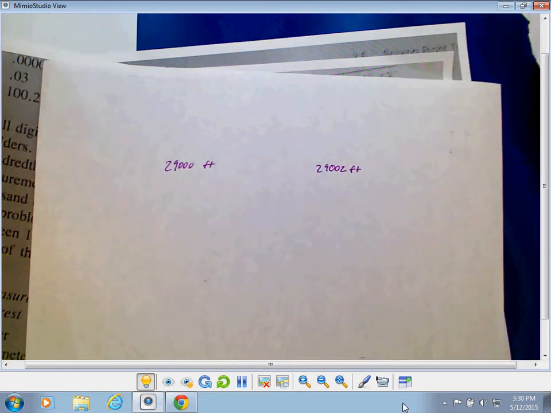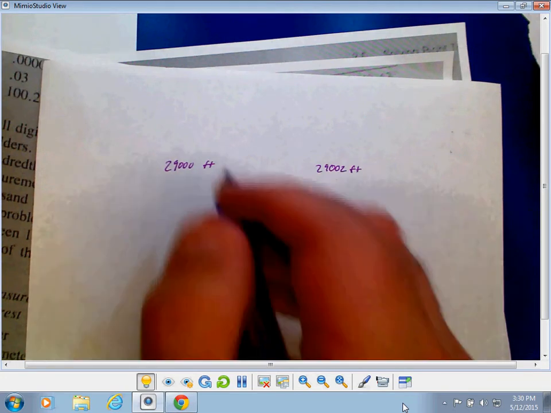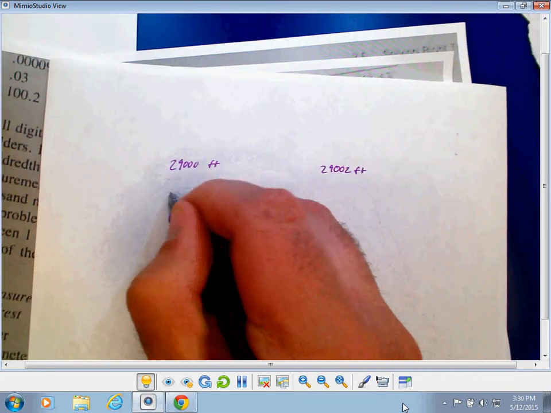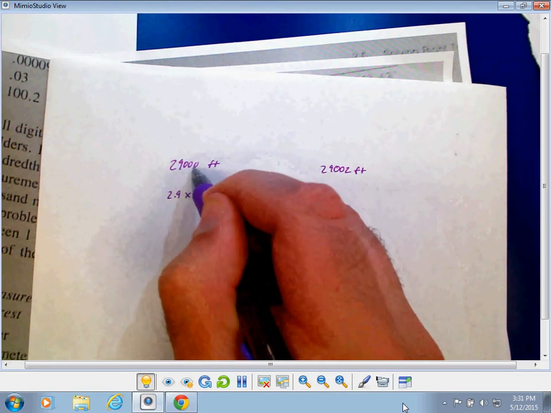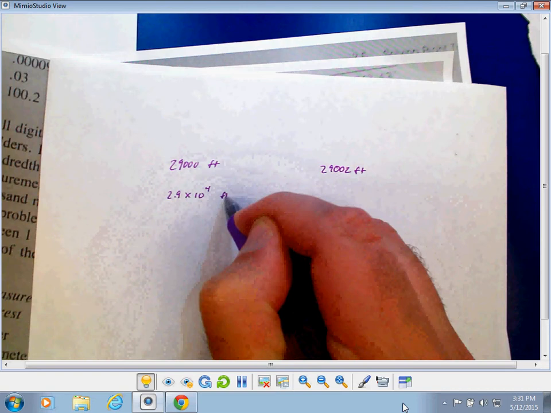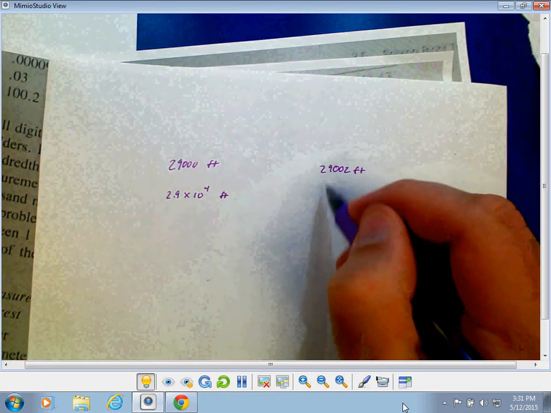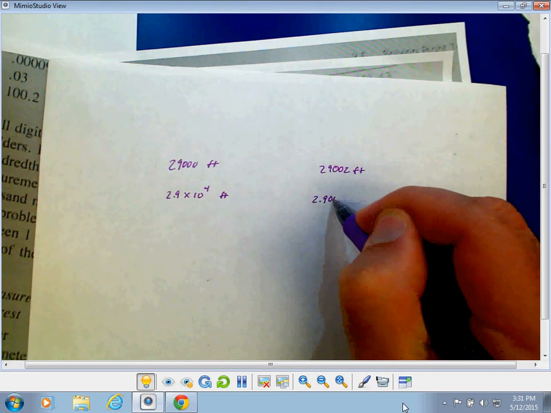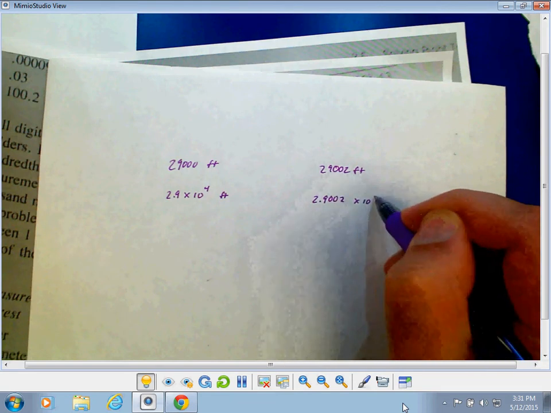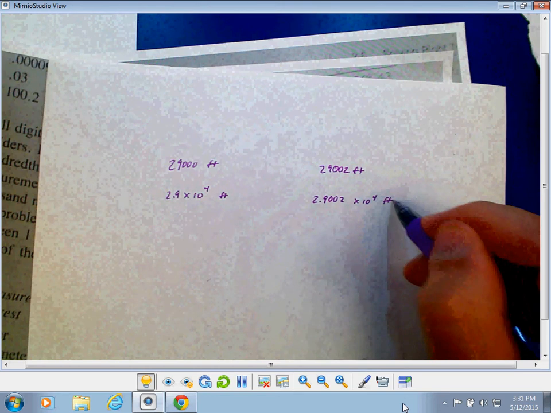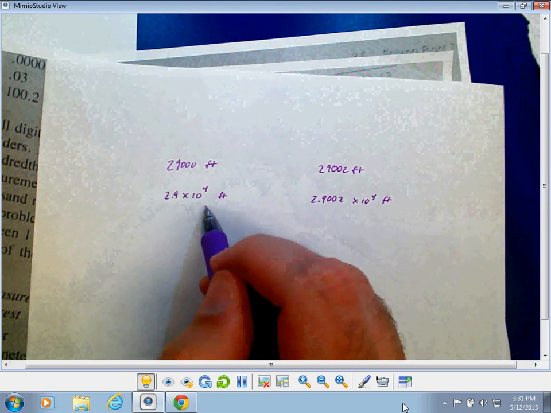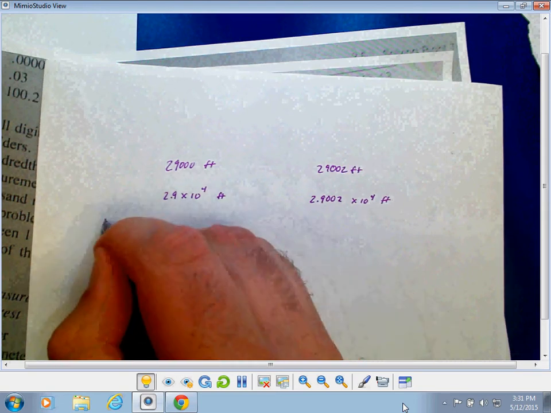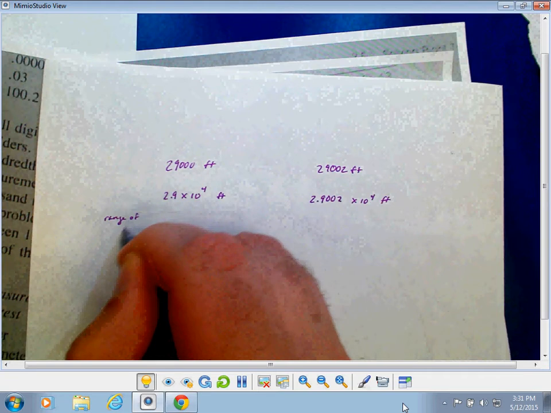Okay, basically, when you look at these things, if you were to write it in scientific notation, this decimal point gets moved back to here. This is 2.9 times 10, and then there would be, what, 1, 2, 3, 4, times 10 to the 4th feet. Okay, this one is the same thing except it's 2.9002 times 10 to the 4th feet. Let's look at this from this example then. They're talking about what is an acceptable range of values.